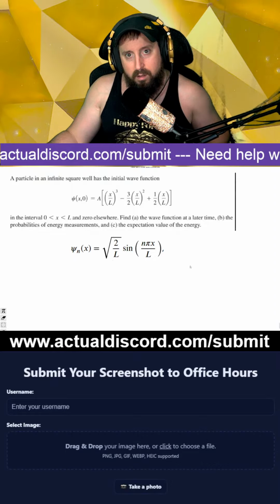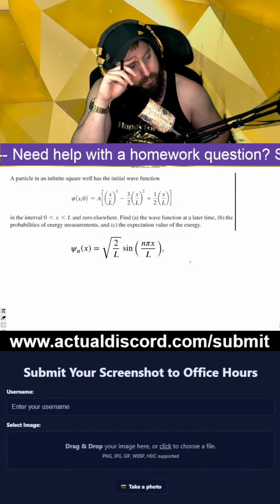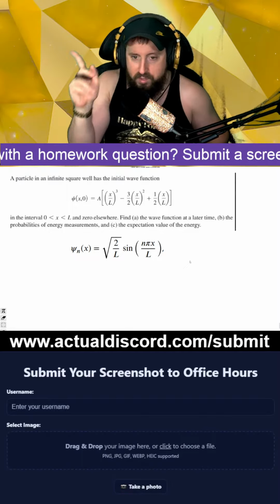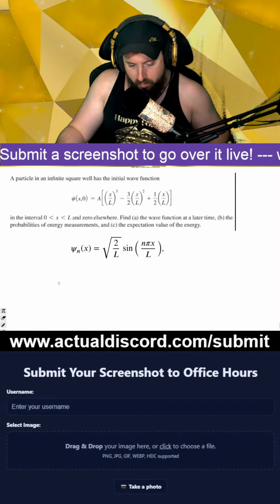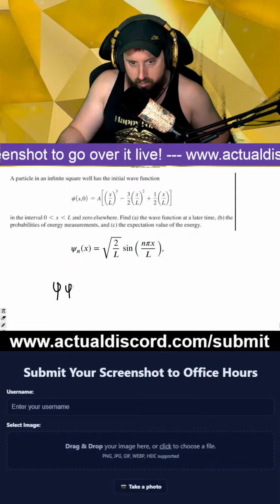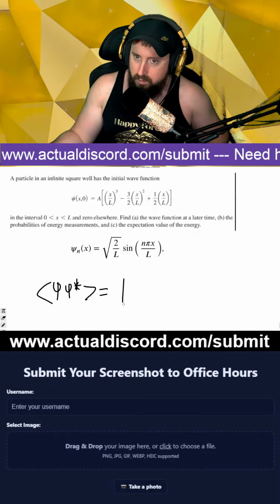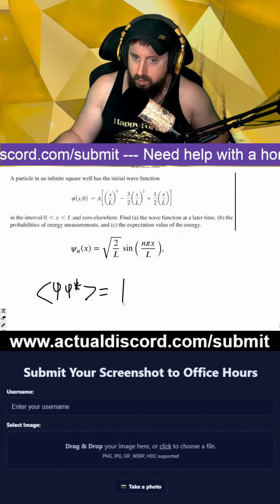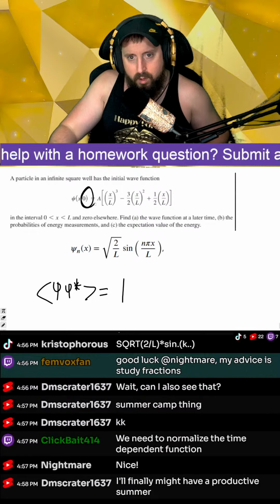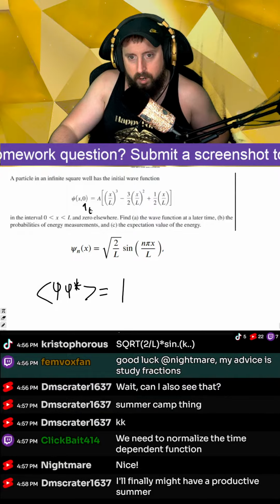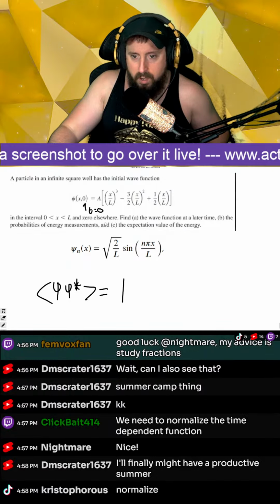Okay. Yeah. Clickbait says we need to normalize the time dependent function. Okay, well, this is the time independent function, right? And what we know in order to normalize is that psi star psi has to be equal to 1, right? That's the requirement. And sorry, this is at t equals 0, right? Yeah, I think that's what it is.